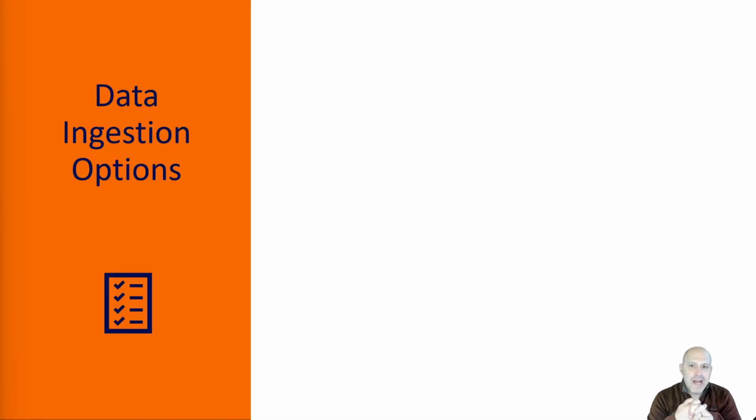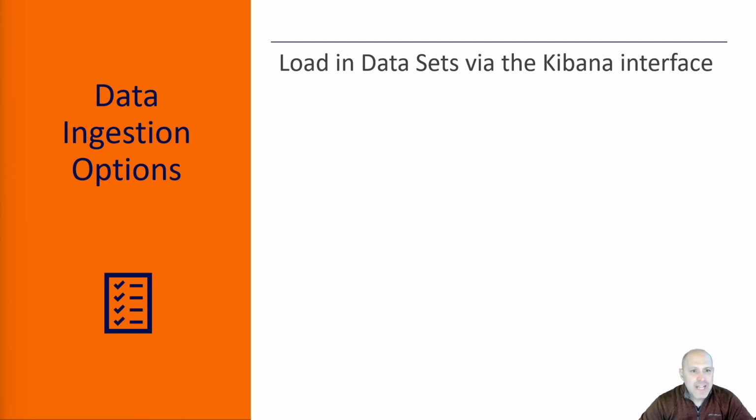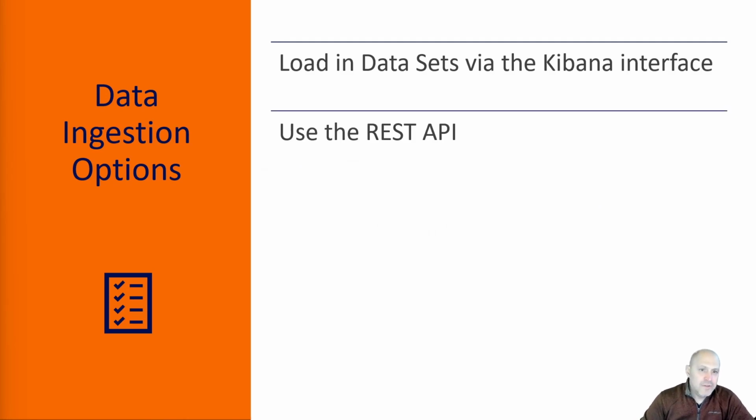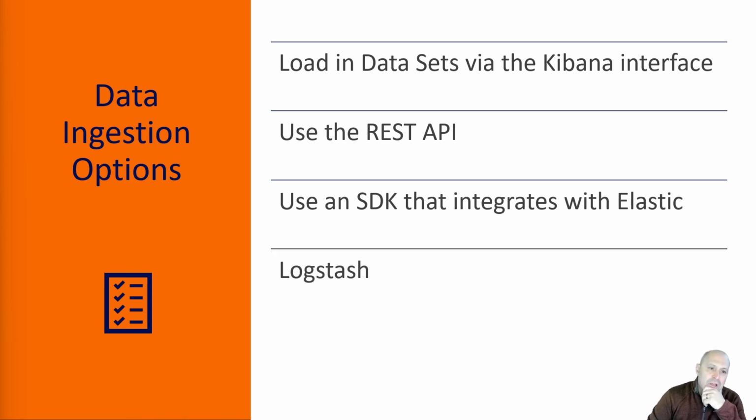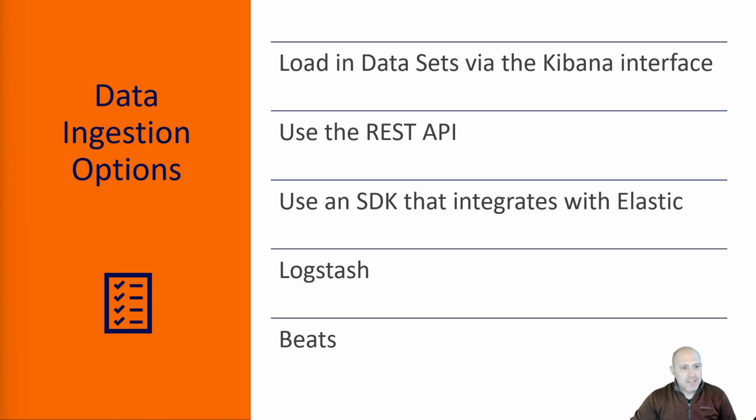All right, let's talk data ingestion options. You can load data sets through the Kibana interface. You can use the REST API. You can use any SDK that integrates with Elastic. So you can be coding in Python and have Python talk to Elastic. The difference between an API and an SDK is an API is usually accessed over the web or over the network. An SDK is like code that you use in your own code to integrate with another service. You can also use Logstash or Beats. So there's lots of ways to get data into Kibana.